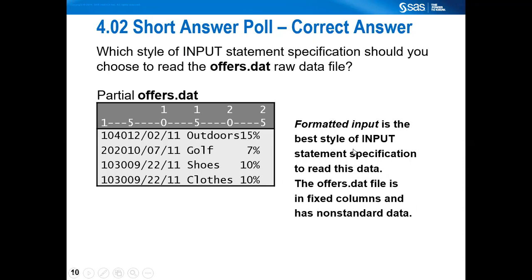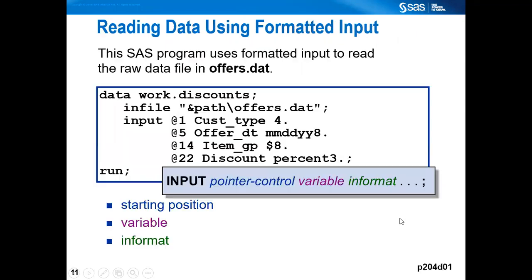Your input style statement is specific to read your data. So the offers.dat file has mixed columns and non-standard data values. So this is what you give. You give the path, you give your raw file, at the rate, first column, customer type, 4 dot. So 4 dot is your informat instruction.